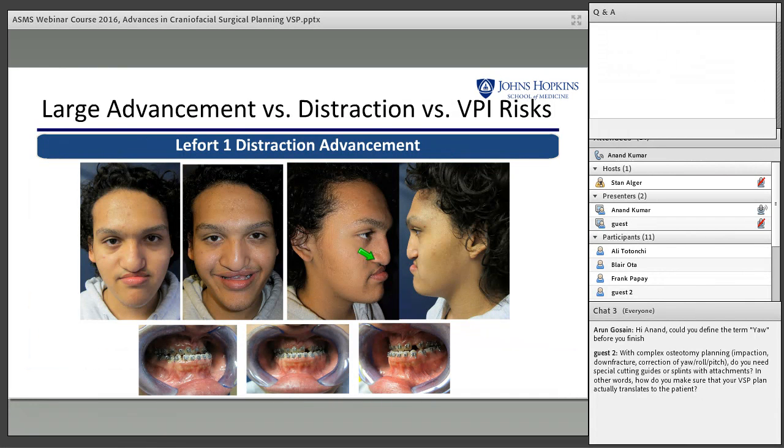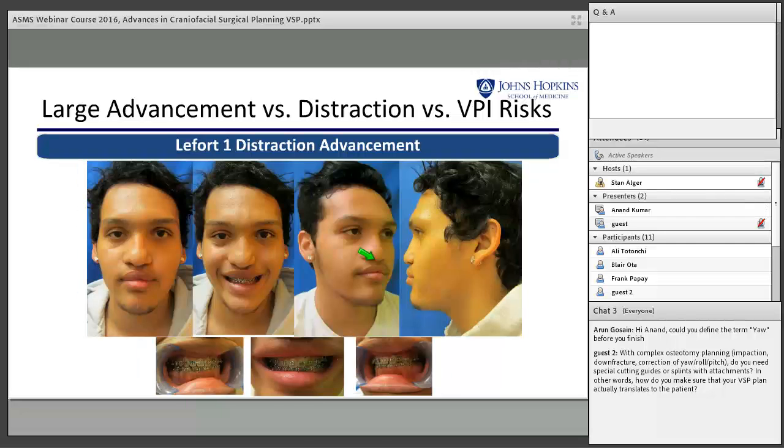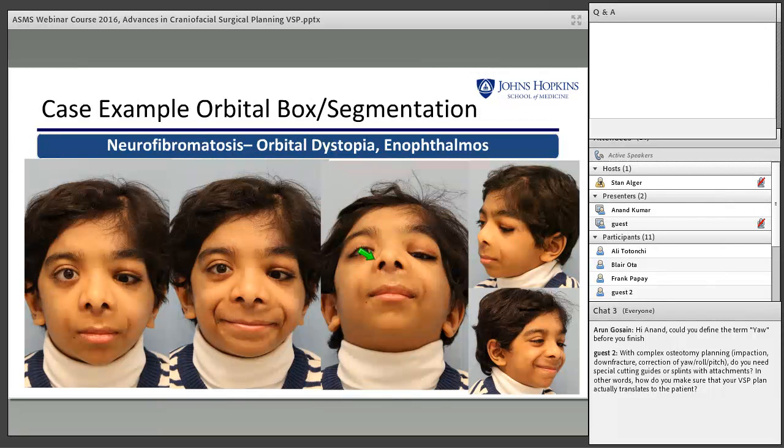Here's another example of a Le Fort 1 distraction patient. I think reasonable result, but I'm not sure that it gave me as much technical advance as I would need, for instance, in a one-jaw, one-step case or two-jaw, one-step case. So let's look at sort of an interesting example of trying to make VSP better. I have to tell you, orbital surgery, for instance, I think is an area that can really benefit.